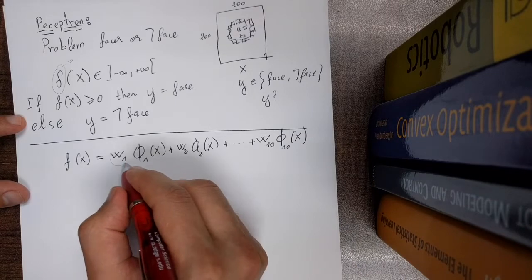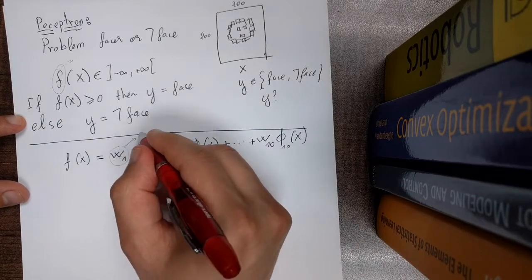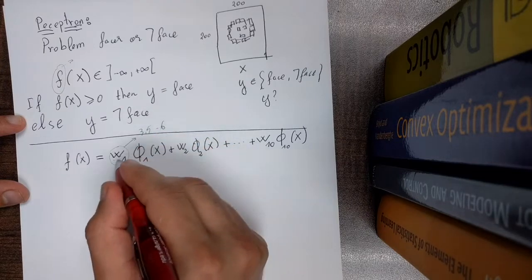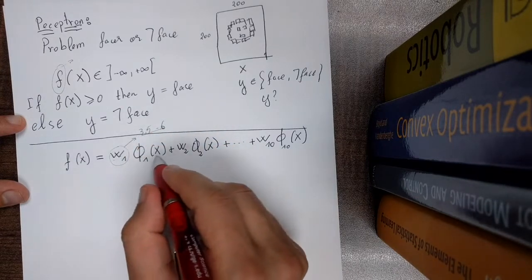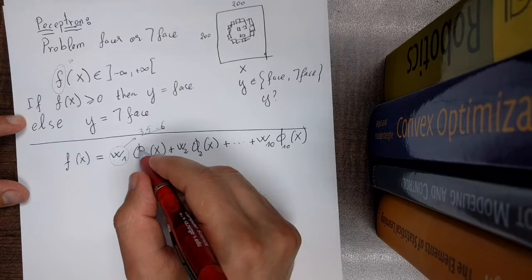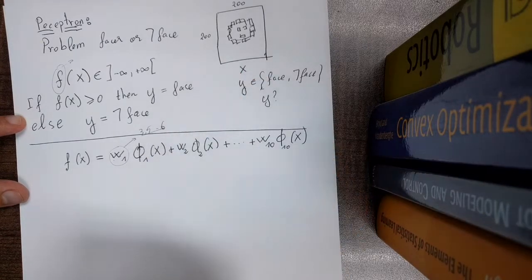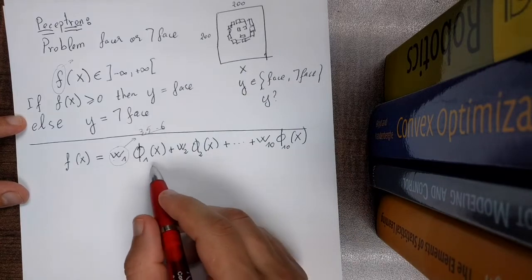So what are these w's? These w's are just some numbers. They could be 3, 5, negative 6. They are just some real numbers. And the features are characteristics or attributes of this image. I will give you an example of the features.